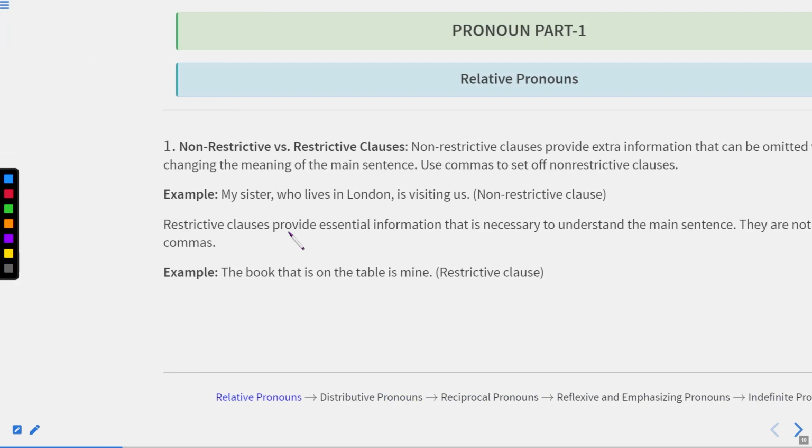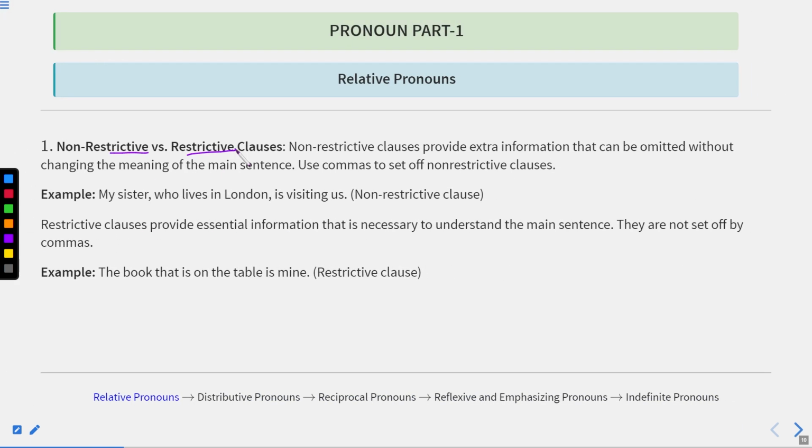Now, here you can see non-restrictive versus restrictive clauses. What is the difference between the two? We are going to discuss it again, though we have already discussed this in our earlier session as well. Non-restrictive clauses provide extra information that can be omitted without changing the meaning of the main sentence. It means which is just added, but it is not required. It can be omitted from the sentence as well. That is known as non-restrictive clauses. But restrictive clauses are the clauses where the additional information which we have added cannot be omitted.